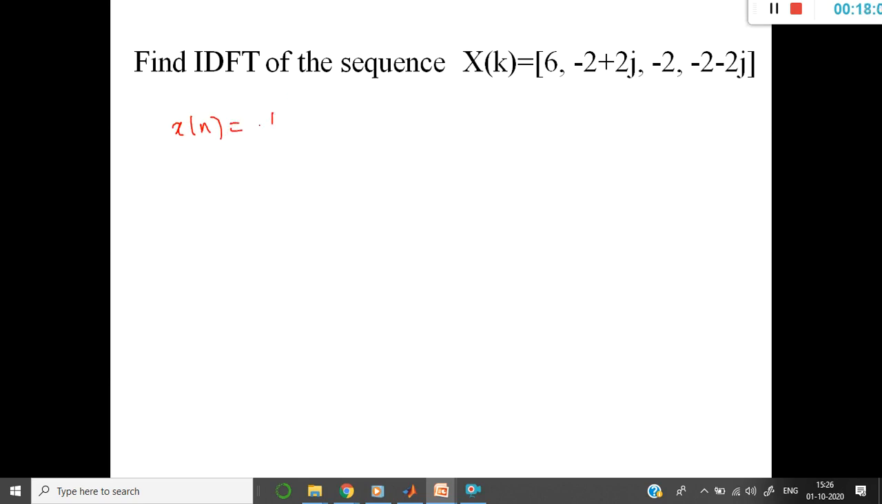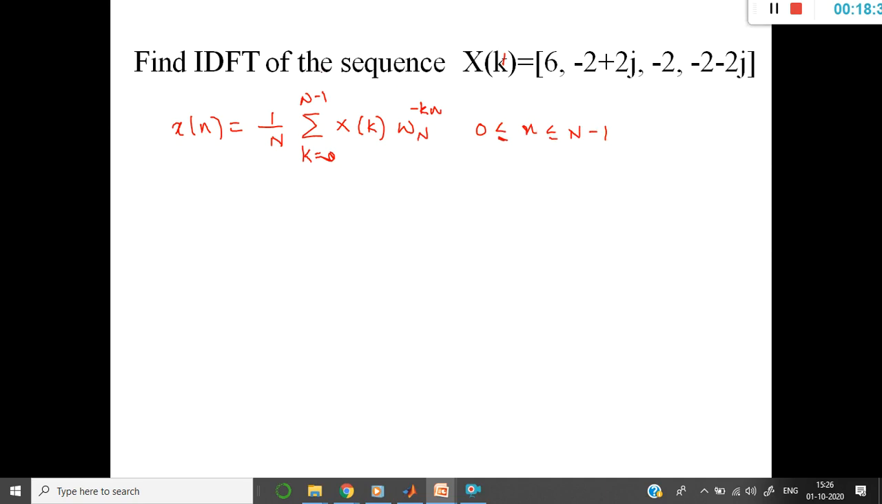So what is to be done here? 1 by N summation, the input signal is X of k, you make it capital K here, and W_N to the power of minus kn. So don't forget to write the definition. Always the definition will help you to write the matrix in a much more efficient way. So where k runs from 0 to N minus 1, and again the value of small n runs from 0 to N minus 1.